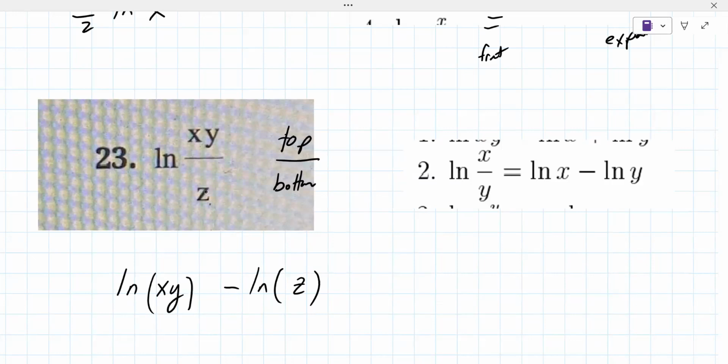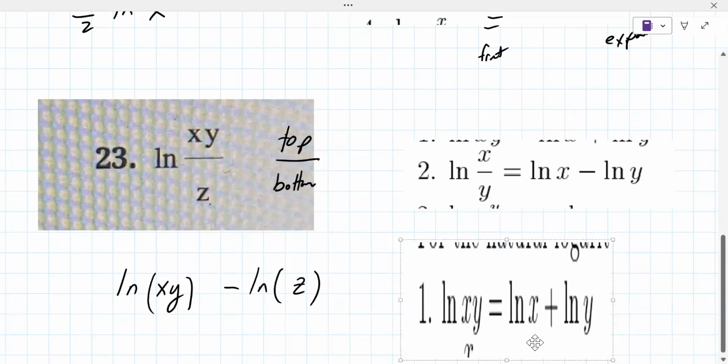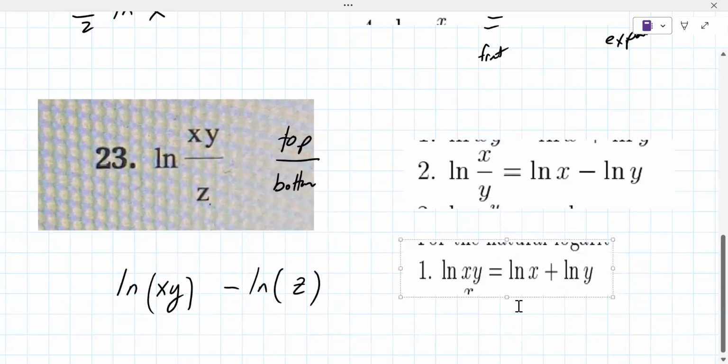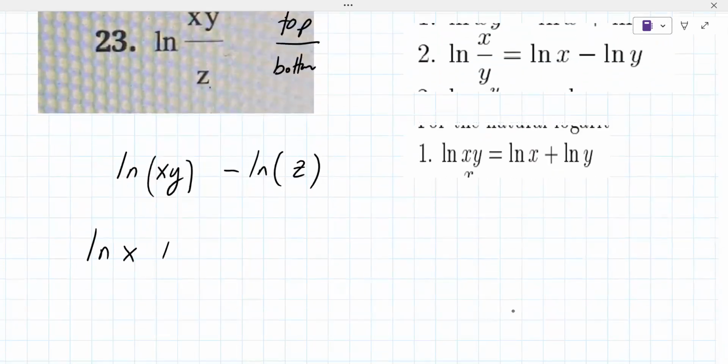It's kind of like factoring where you don't know if you're ever done, but this one on the left here is a product. The idea with the second rule is that a quotient, division, becomes a difference. Well, a product becomes a sum. So if we look at the first property in this reference sheet, the product becomes a sum. So this first one becomes the natural log of x plus the natural log of y minus the natural log of z. And that is your final answer.